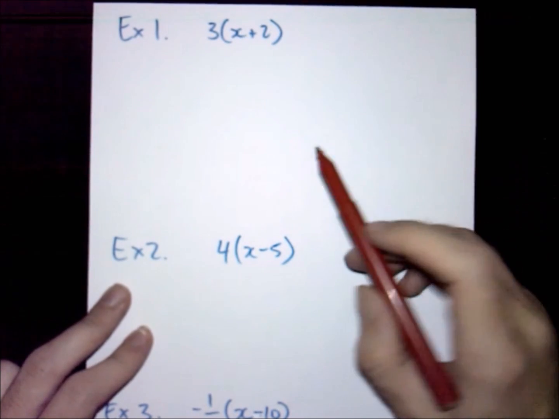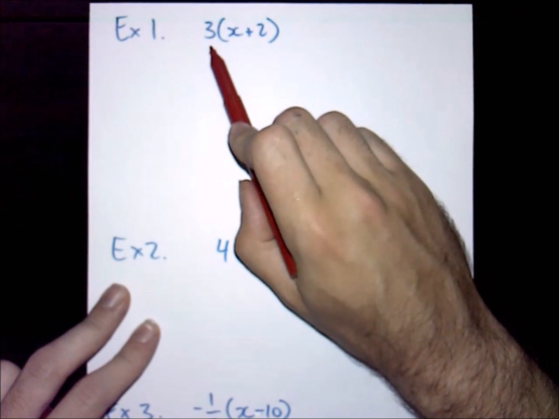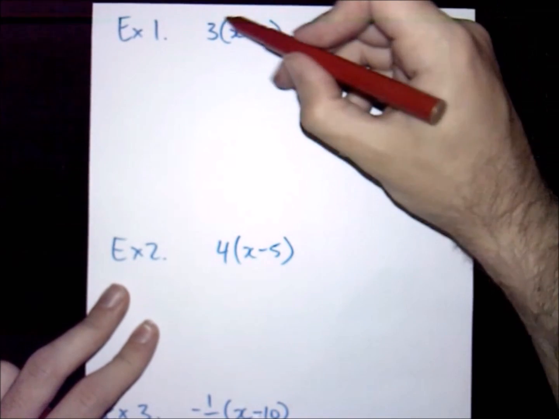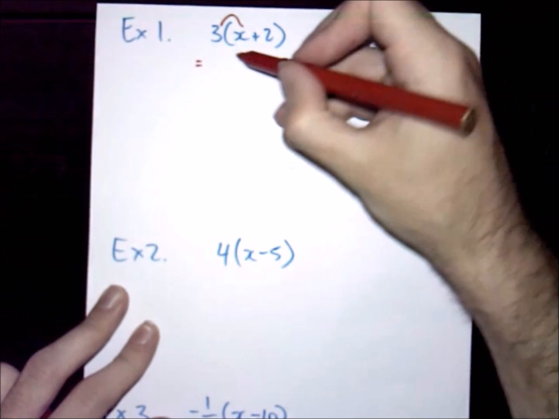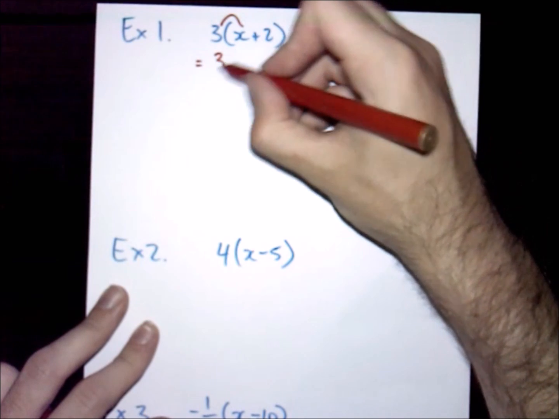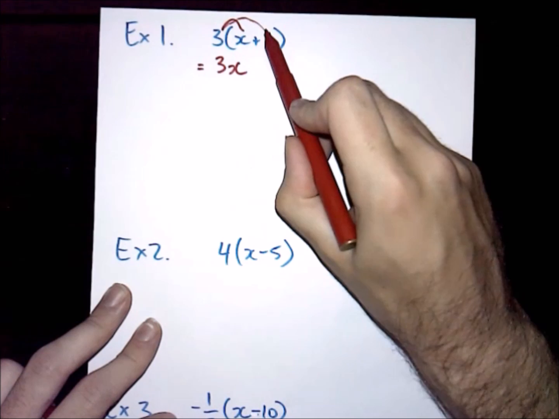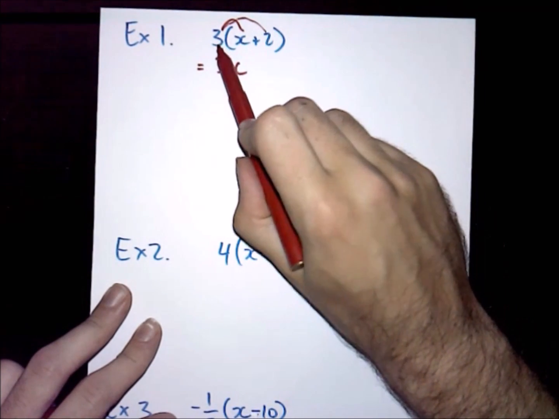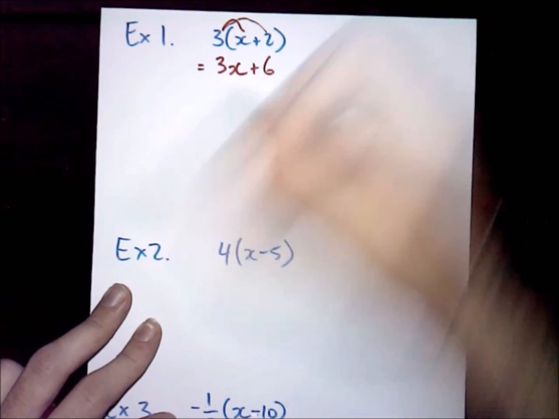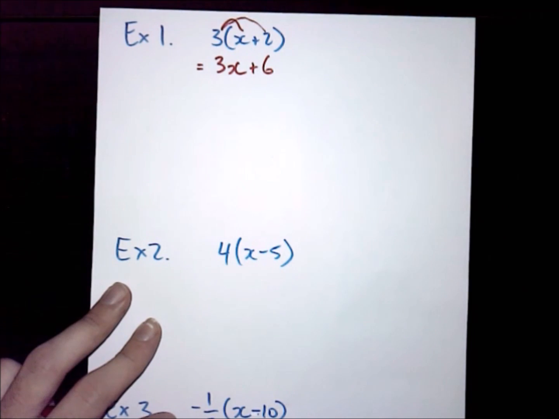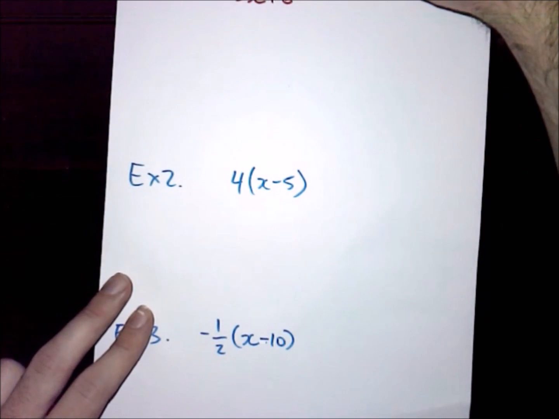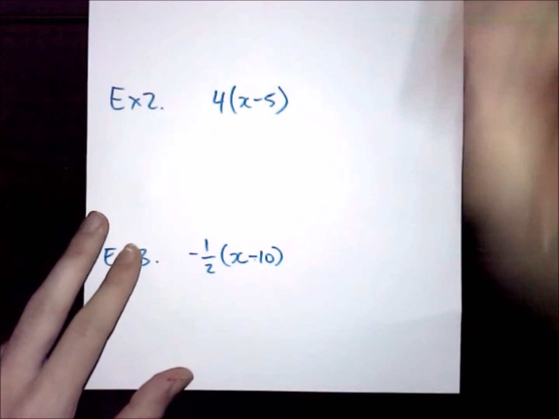So for the first one, we're just dealing with one bracket. So we just multiply this coefficient by each of these. So first one we do is 3 times x. So 3 times x is going to be positive 3x. And then we're going to multiply 3 by positive 2. So positive 3 times positive 2 is positive 6. Easy.